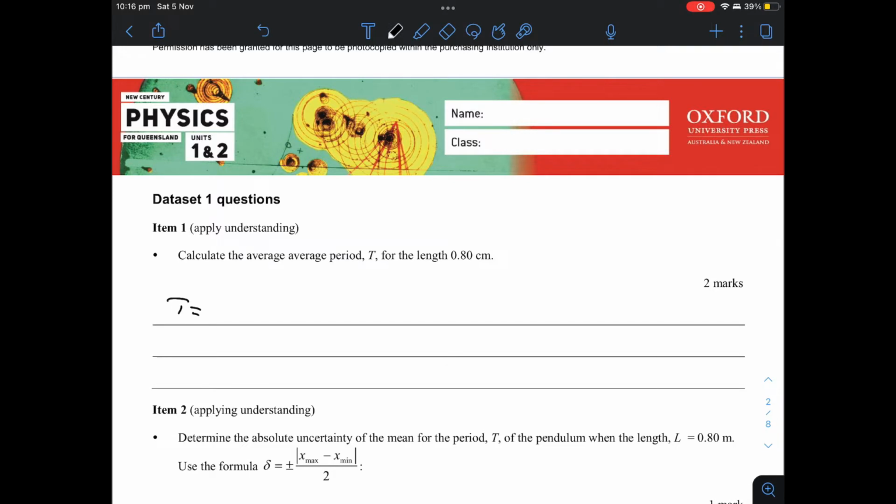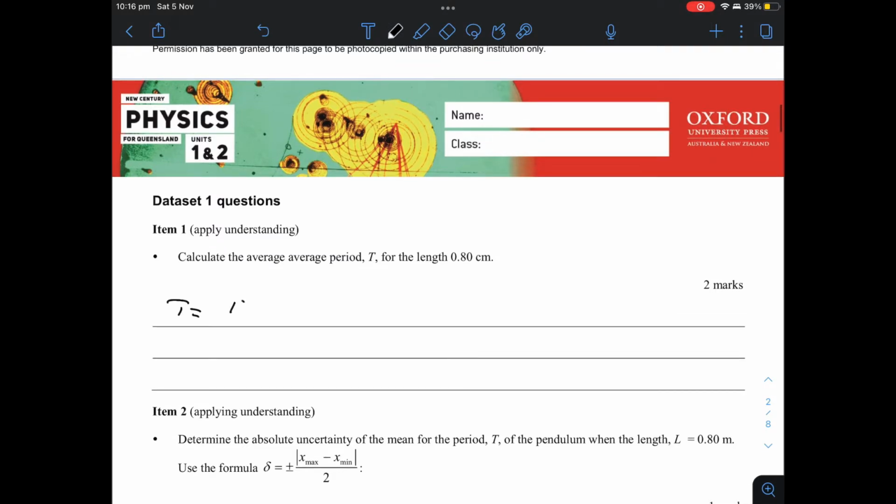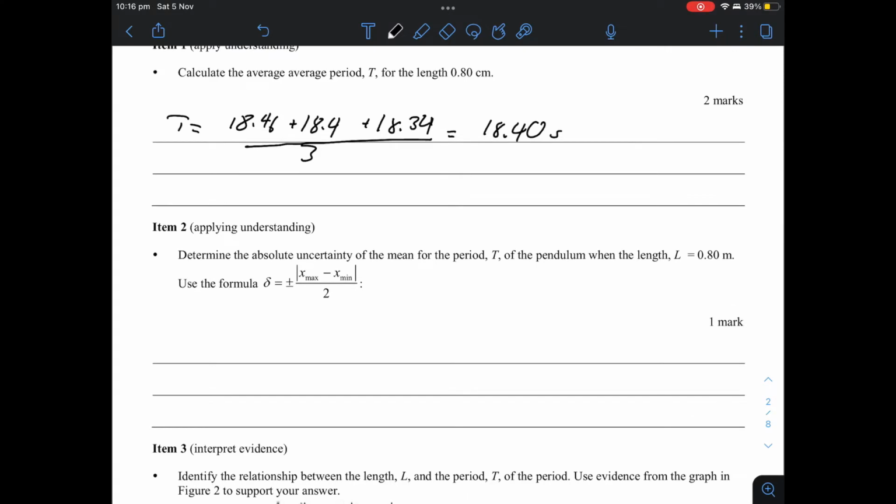So what I've done here is made a small error in my calculations. We take the time for 10 oscillations for each of the 3 trials, average that, and get a time for 10 swings. We should in fact divide that number by 10 to get the average period. So it's 1.84 seconds. I'll make the same mistake in part 2.